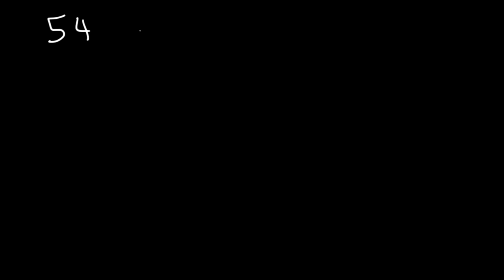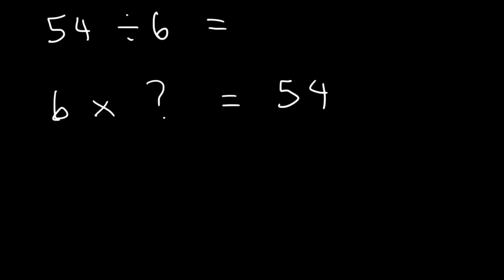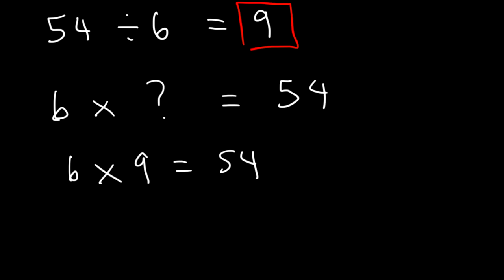Let's focus on division. What is 54 divided by 6? Now, it's important to understand that division is the opposite of multiplication. 6 multiplied by what number is equal to 54? So how many times do you have to add 6 to get to 54? It turns out that 6 times 9 is 54, so 54 divided by 6 is 9. So division is simply the opposite of multiplication.